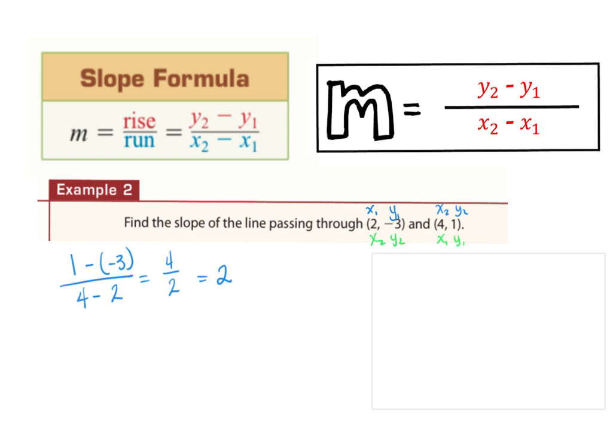All right? Let's see what happens when I do it the other way, if I labeled it this way here. This way, Y2 is negative 3, and Y1 is 1. The other way I did it, 2 is x2 and 4 is x1. Negative 3 minus 1 is negative 4. 2 minus 4 is negative 2. Negative 4 divided by negative 2 is positive 2. So it does not matter which way you label it as long as the groups themselves have the same sub number there. All right?